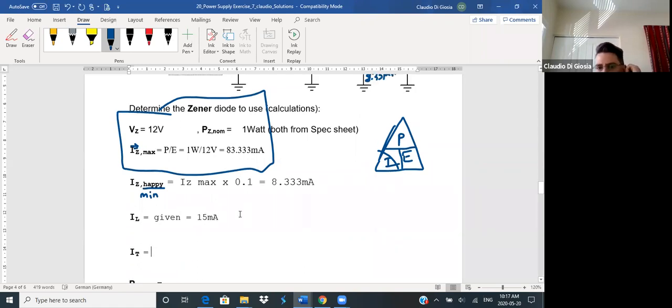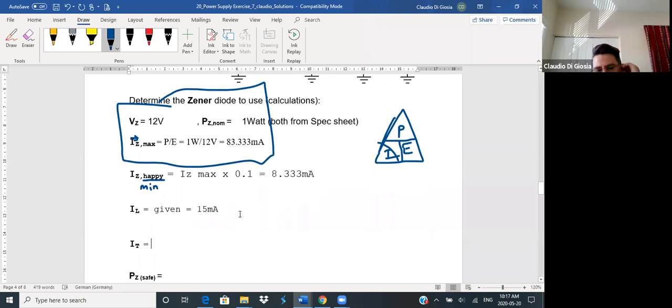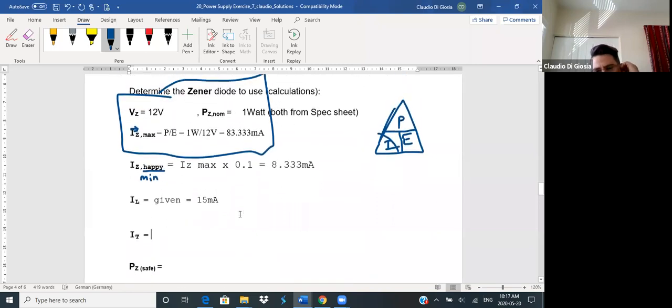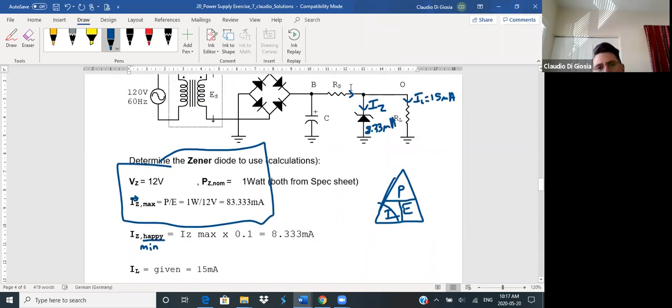And IT was a bit tricky. Actually, it wasn't IT, it was PZ. IT is not that tricky. IT is basically the current right over here, the current going through this resistor, which is going to be distributed to the load and to the Zener. Well, the minimum IT would be IL plus IZ. That's the current that I need.